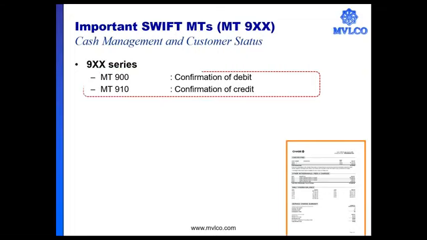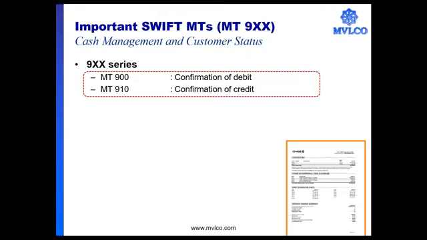Now let's move further and look at the category which is category 9. Category 9 is called cash management and customer status. Now these category 9 messages do not move money. They move information only, which means this could be used post facto, after the transaction has happened. Here category 9 is used in order to inform you about the transactions. So let's look at the MT900 and the 910 first before we move further.